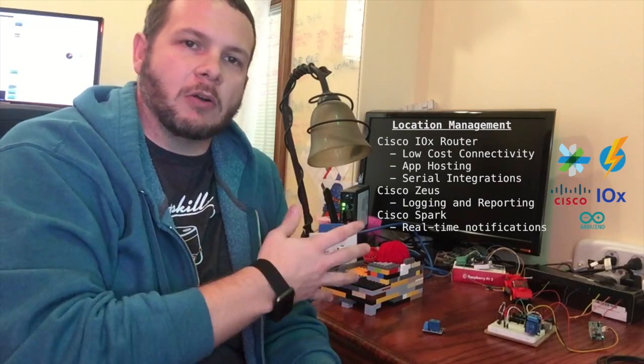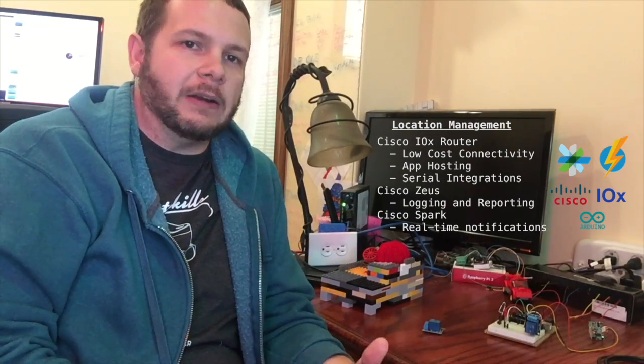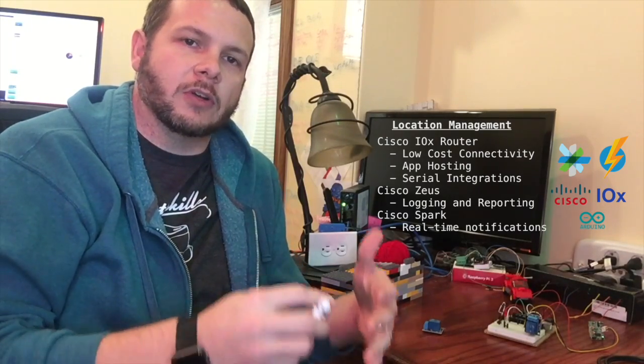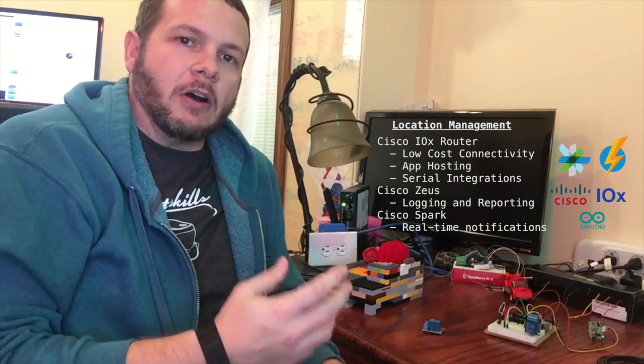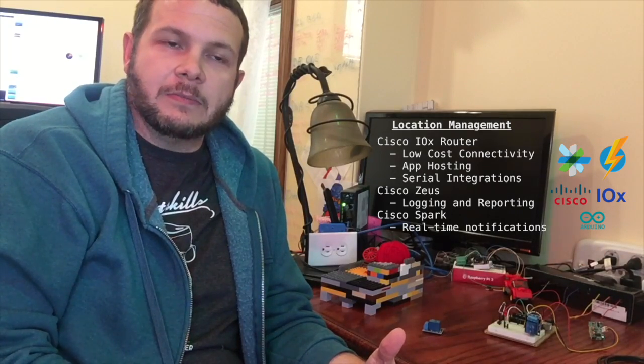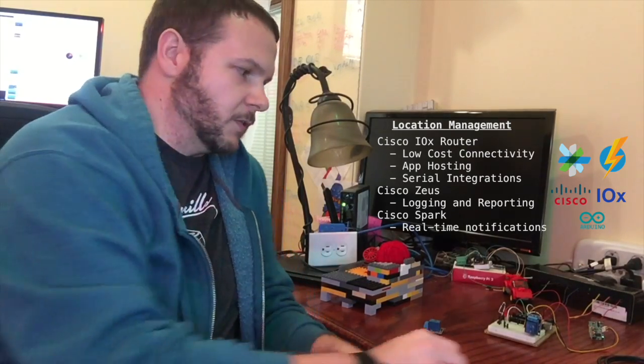So by just placing a small router, we get 4G or wireless or wired internet connectivity and the ability to host all of our applications for controlling and monitoring the location right on there. The IOX router also enables us to integrate with external devices for control of motors or control of lights, and then working with sensors like motion sensors.